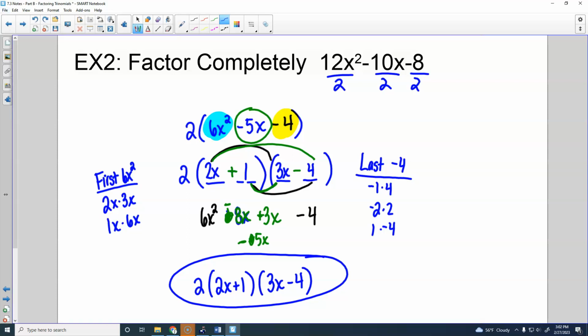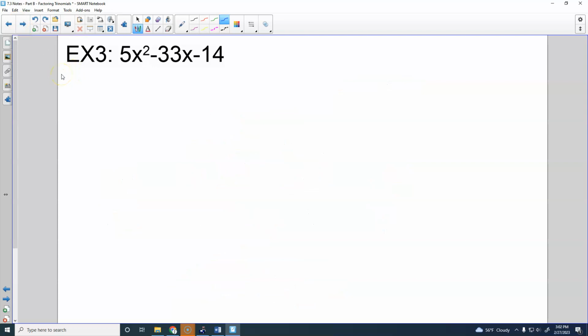Okay, we got time for one more. That was less painful, right? Less painful than the one before it. All right, let's look at this next one. All right. We got, okay, for greatest common factor, all we got is a 1. So this is a case where we do not have a greatest common factor.